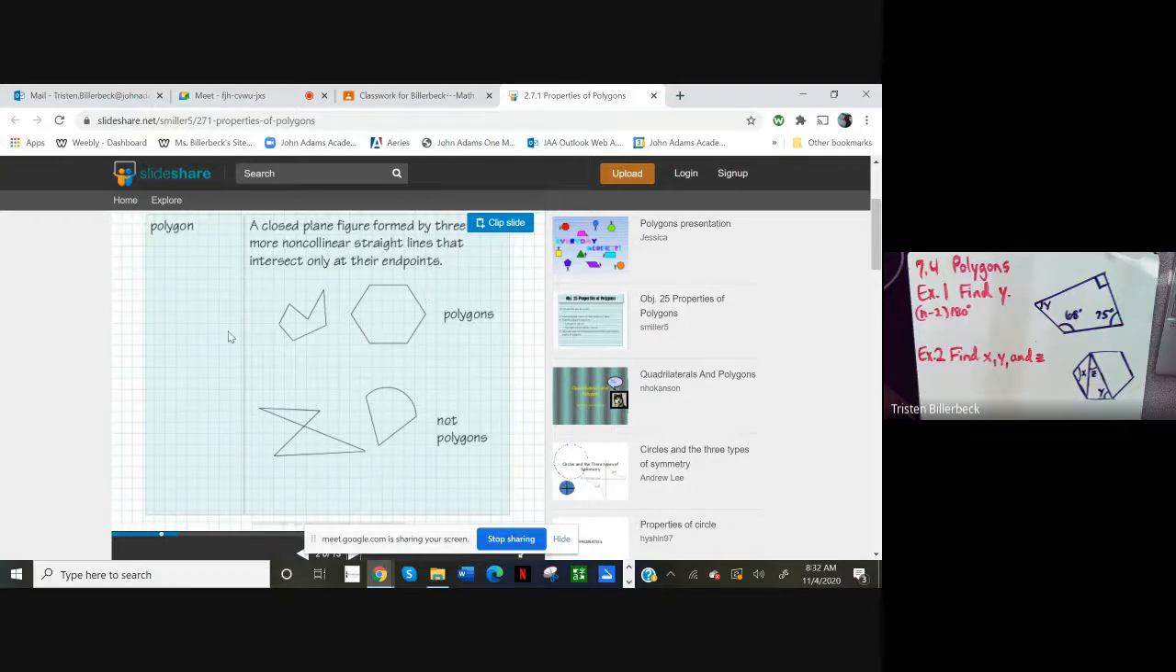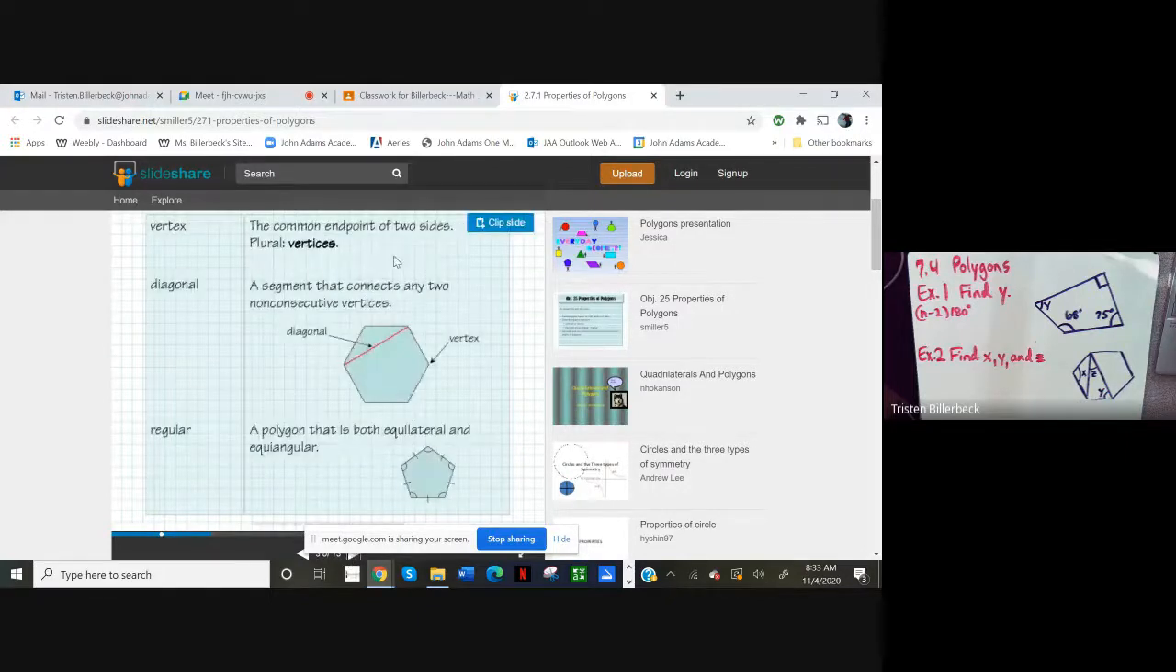So we don't have any intersecting lines going on. Polygons look like this. But this is not a polygon because it intersects like this, not at an endpoint. This is not a polygon because it's got an arc here. It's not a straight line intersecting at an endpoint. It is a curved line, so that makes it not a polygon.